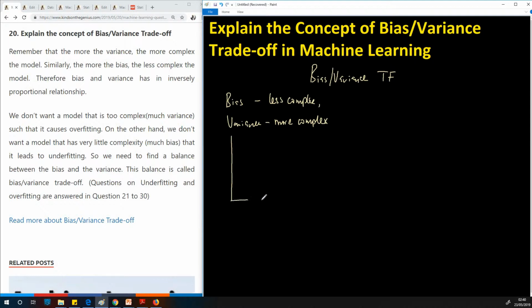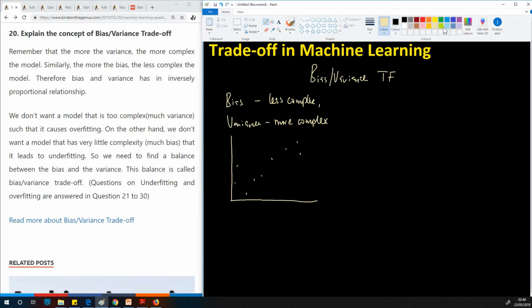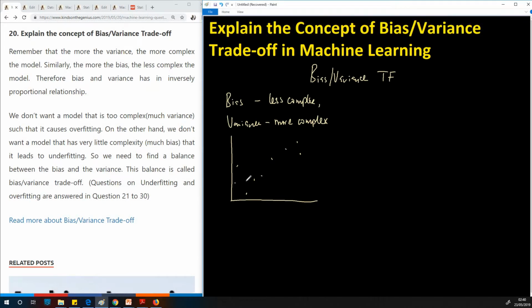So let's say we have a model and we plotted some data points, like this. Now we are trying to fit a model through these data sets. One thing we can do is try to fit a model that goes like this. Well, this is good, but you can see that this does not actually represent the data very much. So in this case, we have much bias, and that means this is a case of underfitting.